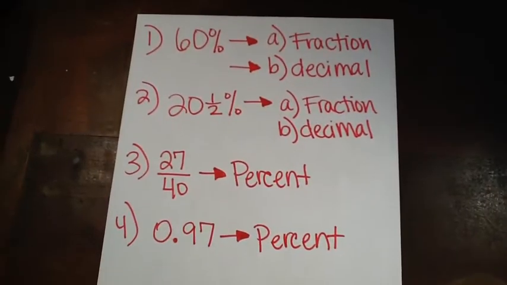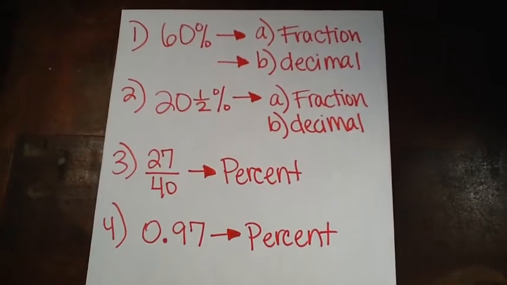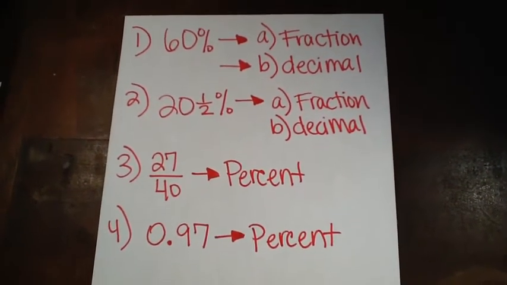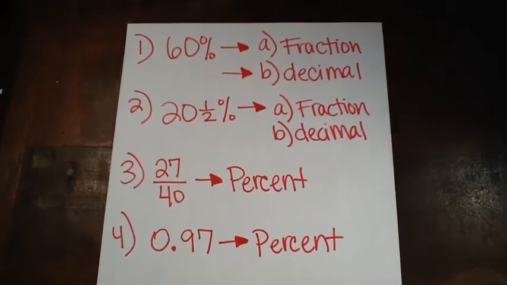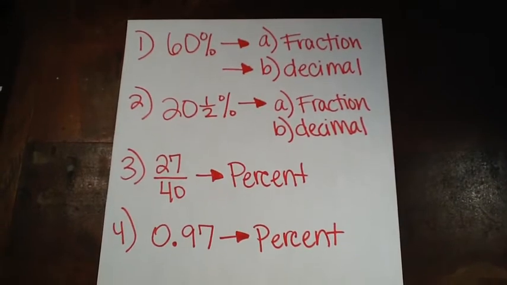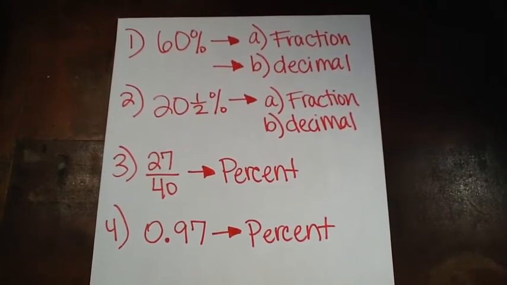Alright, you have a few problems to do for me. Number 1, you're going to take 60% and change it to both a fraction and a decimal. Number 2, you're going to take 20.5% and make it a fraction and a decimal. Number 3, you're going to take the fraction 27/40 and make it a percent. And number 4, you're going to take 0.97 and you're going to change that decimal to a percent.